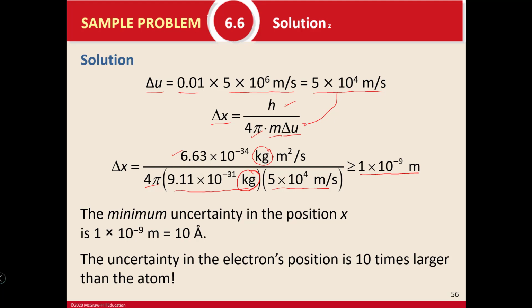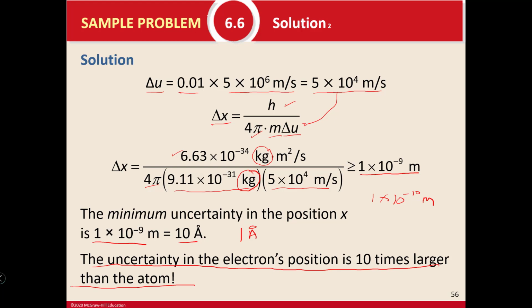We just said that the atom is 1 times 10 to the negative 10th meters. That's what an angstrom is. So if you look at these two values, this value, 1 times 10 to the negative 9th meters, is 10 angstroms, which is 10 times greater than 1 angstrom. So what this is saying is the uncertainty of the electron's position is 10 times larger than the atom.